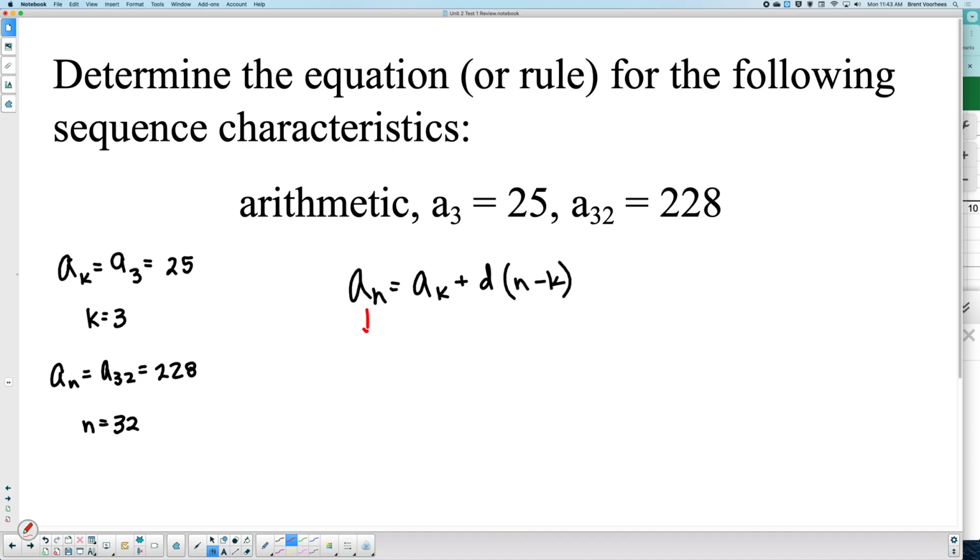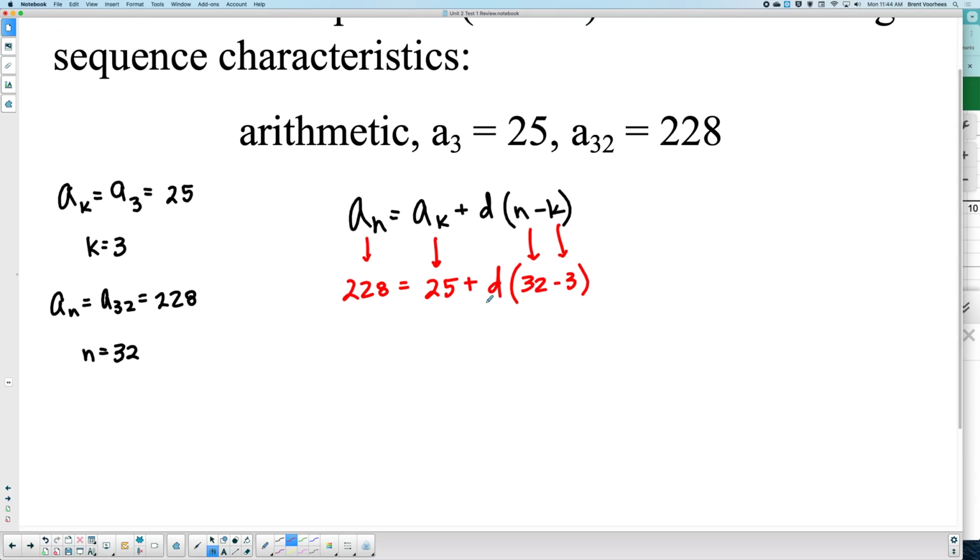So instead of An, what am I substituting for An? What's the mathematical value? 228. 228 goes there. What's the mathematical value for Ak? 25. We don't know d. That's what I need to solve for. I do know n. What am I substituting for n? And for k? 3. Now we can work through this and solve it.